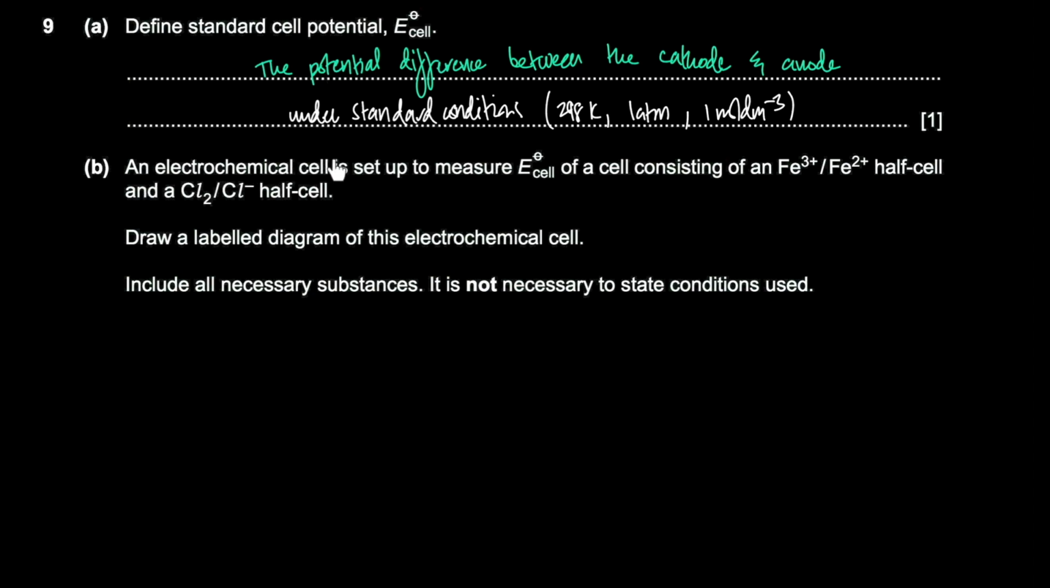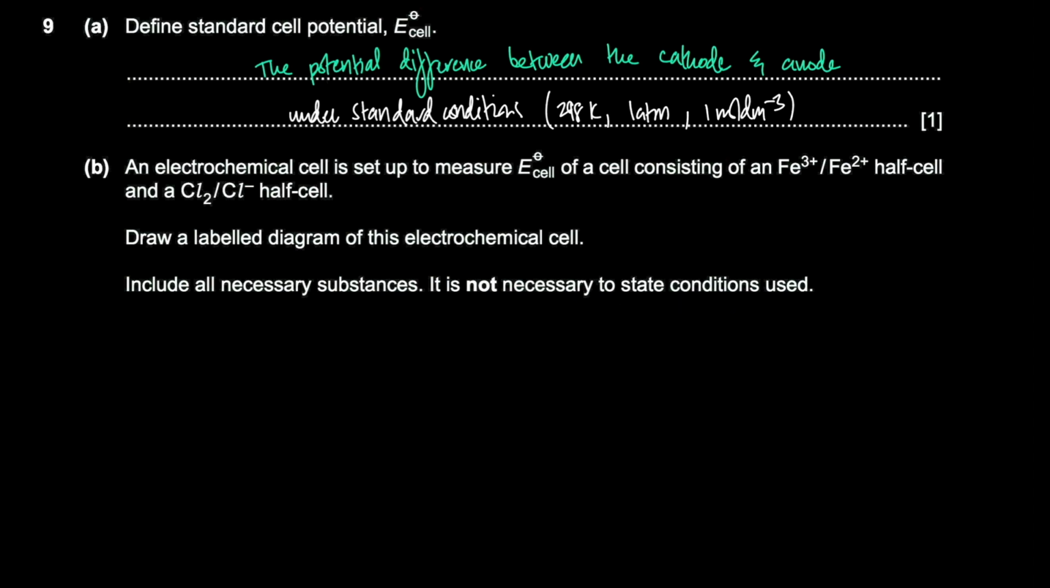An electrochemical cell is set up to measure the standard cell potential of a cell consisting of an Fe3 plus/Fe2 plus half cell and a chlorine/chloride half cell. Draw a labeled diagram of this electrochemical cell. Include all necessary substances. It is not necessary to state the conditions used.